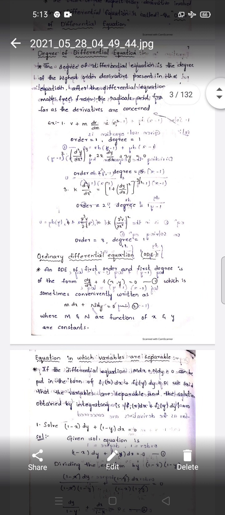So next, ordinary differential equations. Very important: an ordinary differential equation is of the form dy by dx plus f of x comma y is equal to 0.